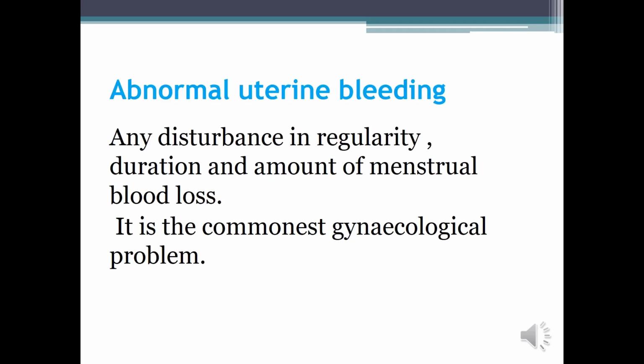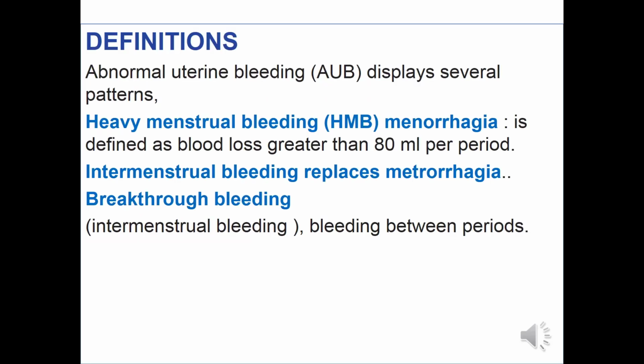Abnormal uterine bleeding is any disturbance in the regularity, duration, and amount of menstrual blood loss. It is the commonest gynecological problem. Abnormal uterine bleeding displays several patterns. Heavy menstrual bleeding, or menorrhagia, is defined as blood loss greater than 80 ml per period.